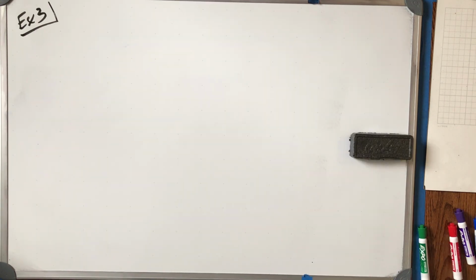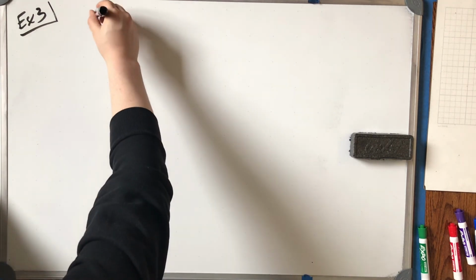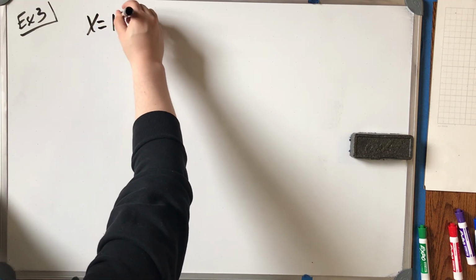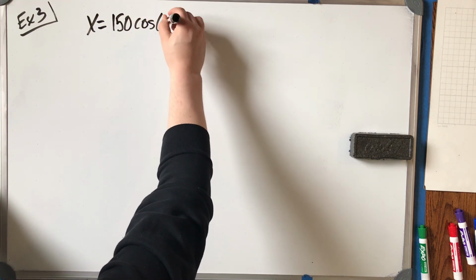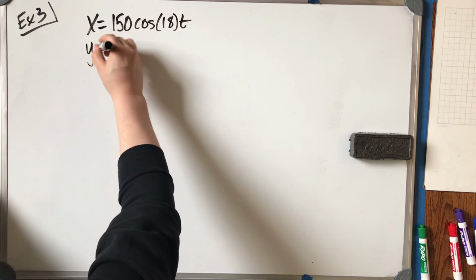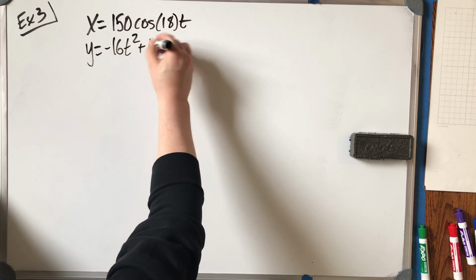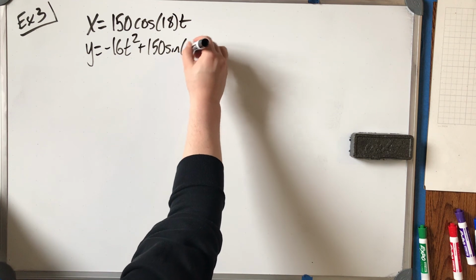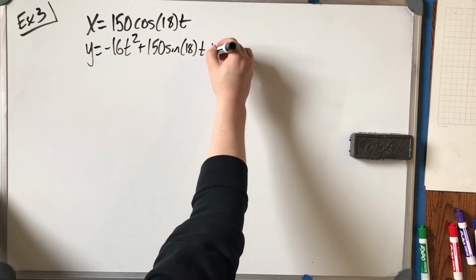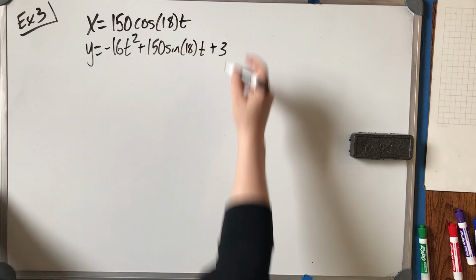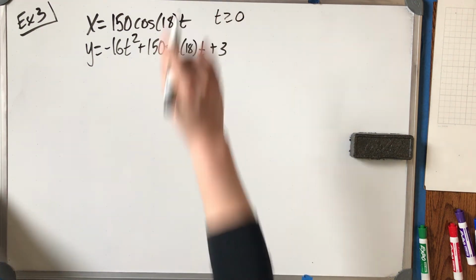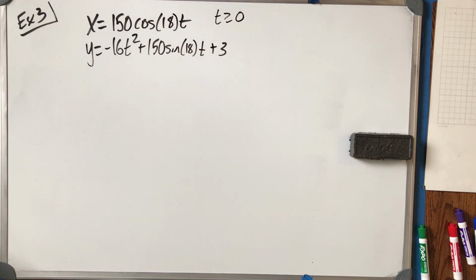For question 3, got a tennis ball being hit 3 feet above the ground, initial speed of 150 feet per second, that is very powerful, at an angle of 18 degrees with the horizon. So first thing I think we should do is just write our equations. So we'll have x equals 150 cosine 18 times t. Y is going to be negative 16 t squared plus 150 sine 18 times t. And we have plus 3 because we had an initial height. And just in the interest of board space, I'm going to put the t value up there. That's just greater than or equal to 0.